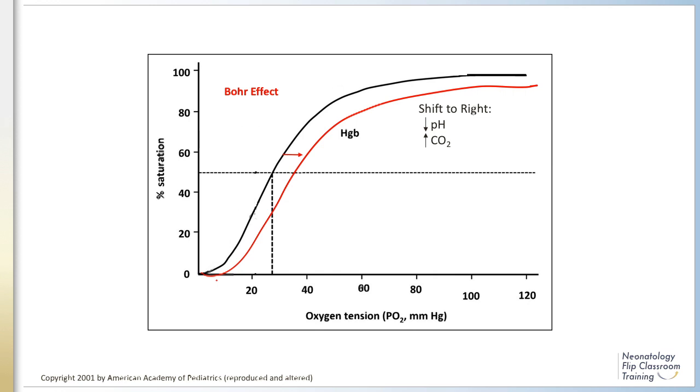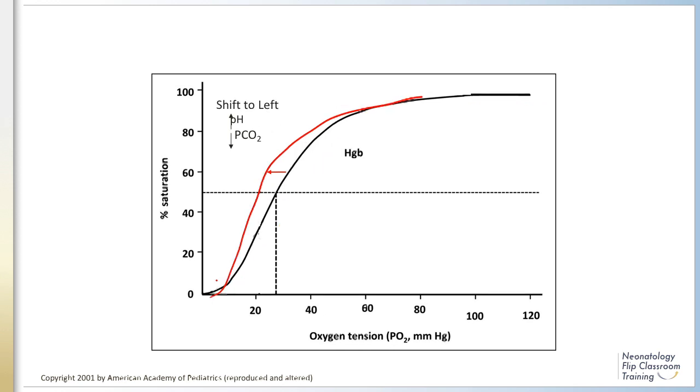Hemoglobin has a decreased affinity for oxygen when the pH is lowered, more acidotic, or in the presence of an increased partial pressure of carbon dioxide. This shifts the oxygen dissociation curve to the right. This is called the Bohr effect. Raising the pH or lowering the concentration of carbon dioxide results in greater affinity for oxygen and a shift to the left in the oxygen dissociation curve.